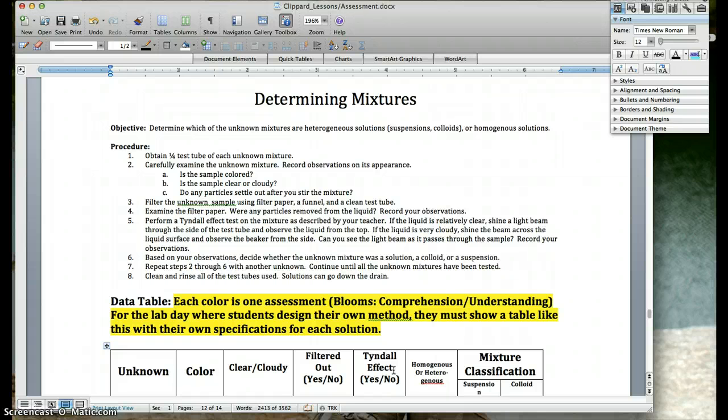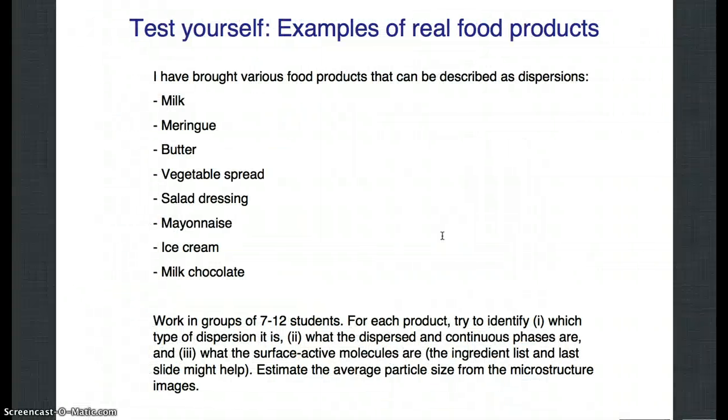Recall that the Tyndall effect is when you shine a light through a solution and you can see particles scatter that light. Also note if it's homogeneous or heterogeneous, which means if it's one phase, homogeneous, or if it has two distinct separable phases, heterogeneous, or more. It could be more than two. And if you would classify that mixture as a suspension or colloid. Just to review, we went over the definition of suspension and colloid yesterday. But let's get down to our examples today.